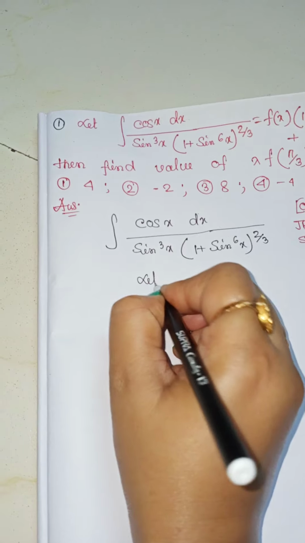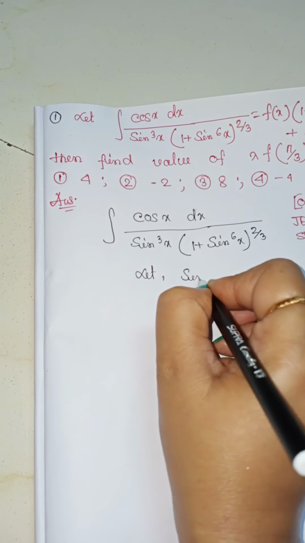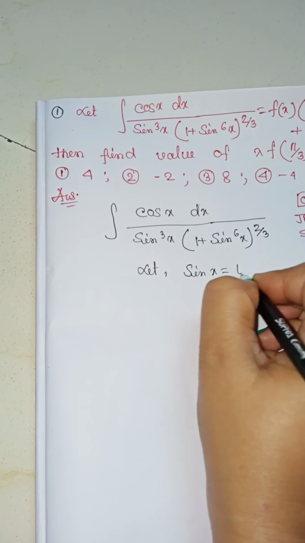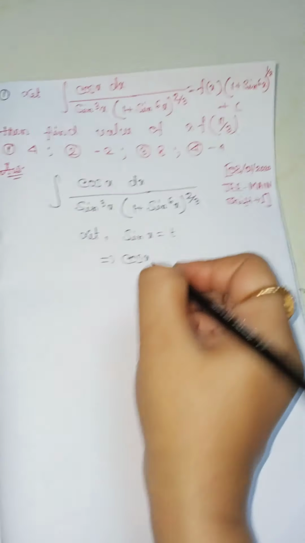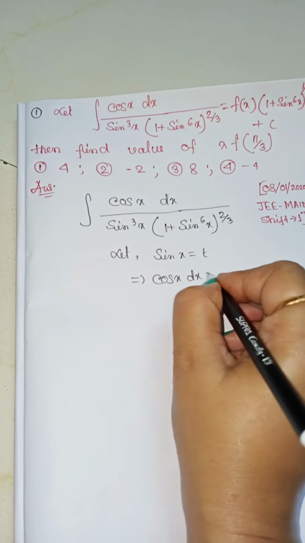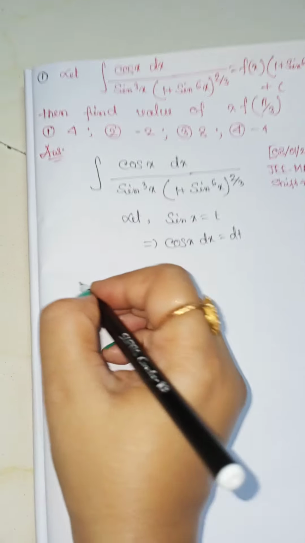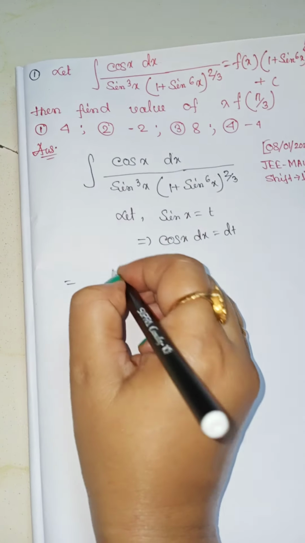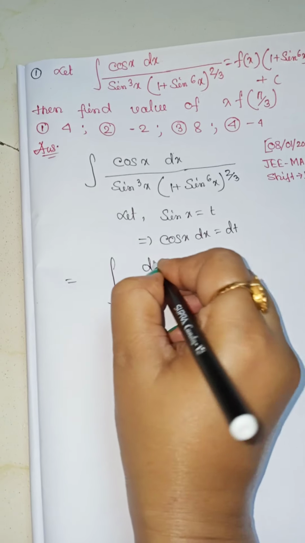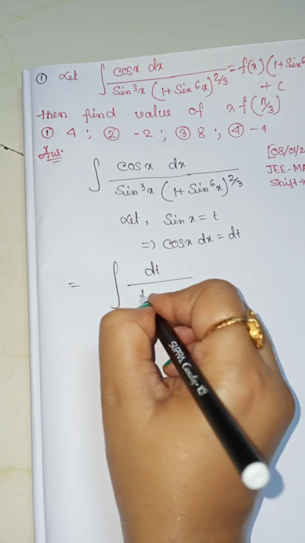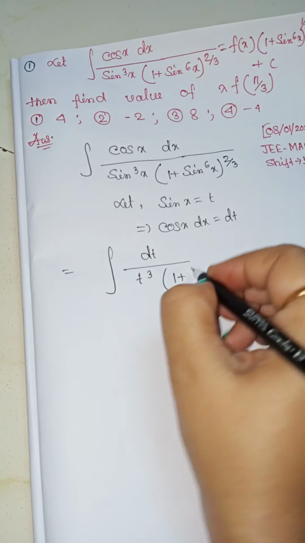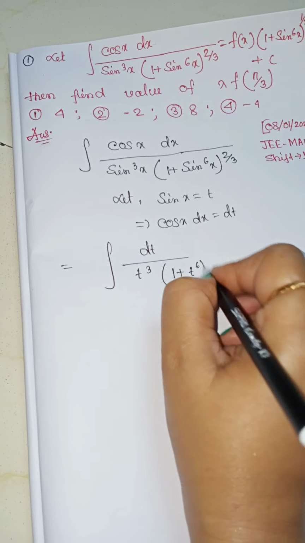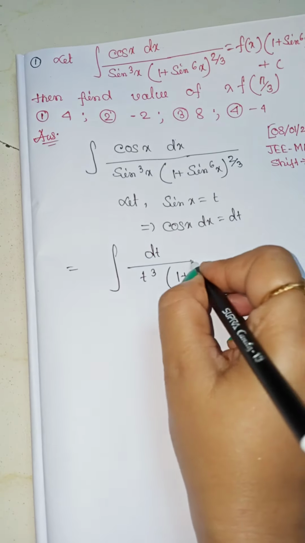Let sin x is equal to t, which implies cos x dx is equal to dt. Now the integration becomes dt divided by t cube into (1 plus t to the power 6) whole to the power 2 by 3.